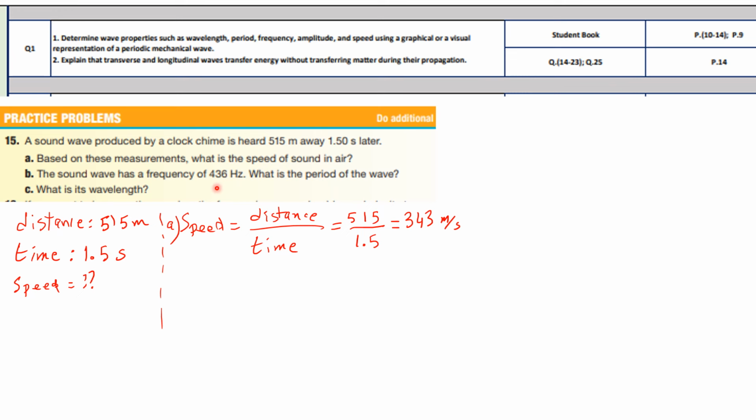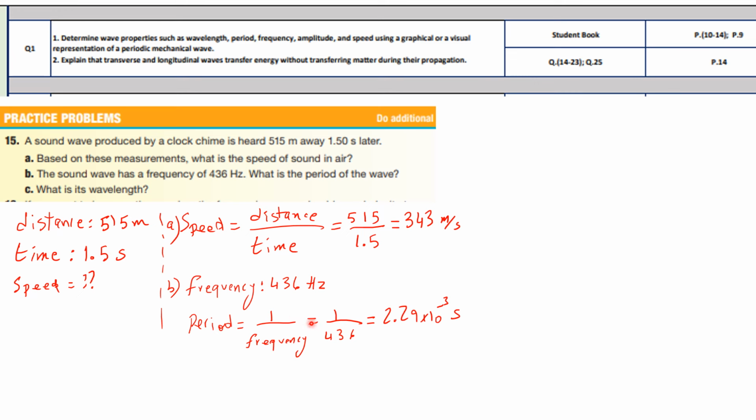What about the second part? The sound wave has a frequency of 436 hertz. So what is the period in this case? To do that, it's just the inverse. This is the simplest equation in physics. To calculate the period, it's the inverse of the frequency. It means 1 over 436. So the period is 2.29 by 10 power minus 3 seconds.